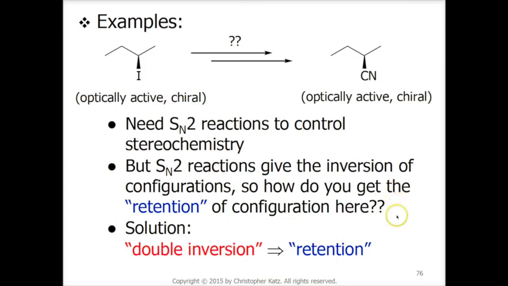All right. Here's sort of a tricky question. How do you go from this iodobutane to the cyanobutane, which is also chiral, the twin of the chiral molecule here? You need an actual reaction with stereochemistry. If we just hit it once with a cyanide group, we only have inversion of configuration. We need overall retention of configuration. How do you do that? Well, by something called double inversion. Two SN2 reactions done back to back.